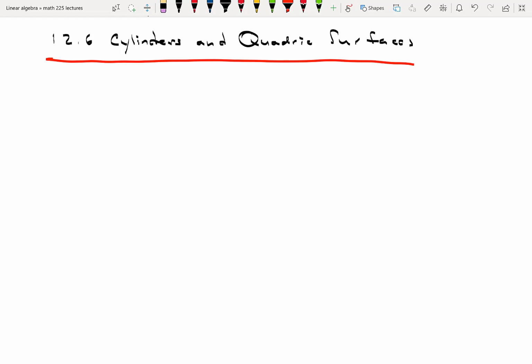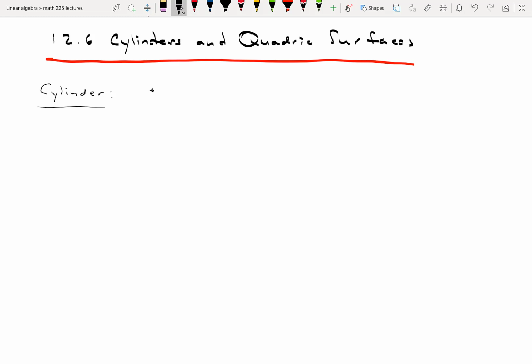The first topic: cylinders. You might think, what else could there be to cylinders? Why do we need to talk about cylinders? Well, the idea of a cylinder is not just the one that you might be familiar with.